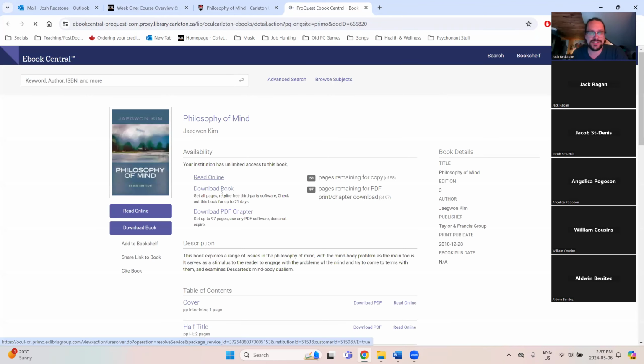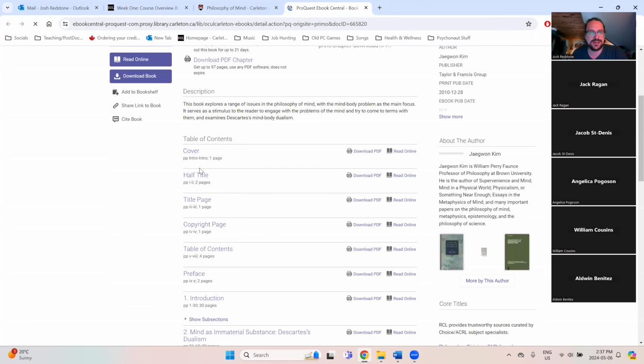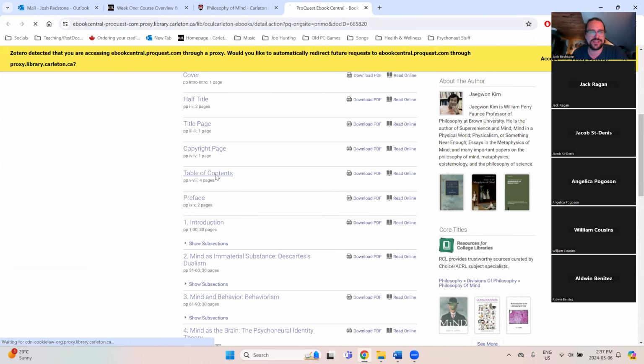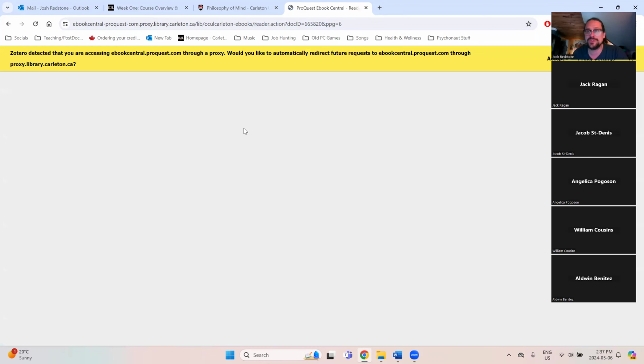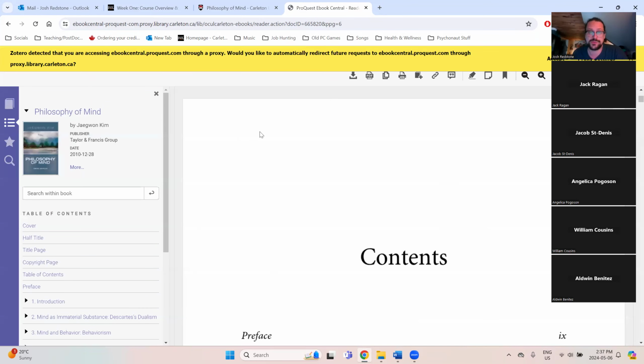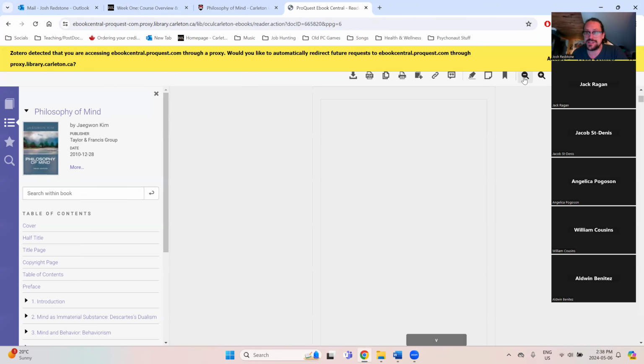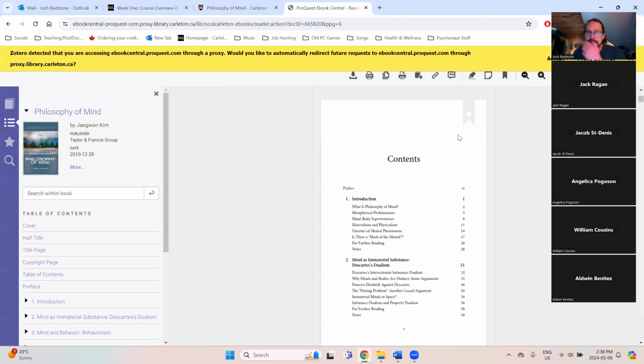So you can read online, you can download the book, you can download chapters. Here you can see the table of contents and all of the content. I'll just open this up because we'll be looking at it later on when we look at our lecture schedule. But as you can see, it's quite easy to access that textbook through the library.